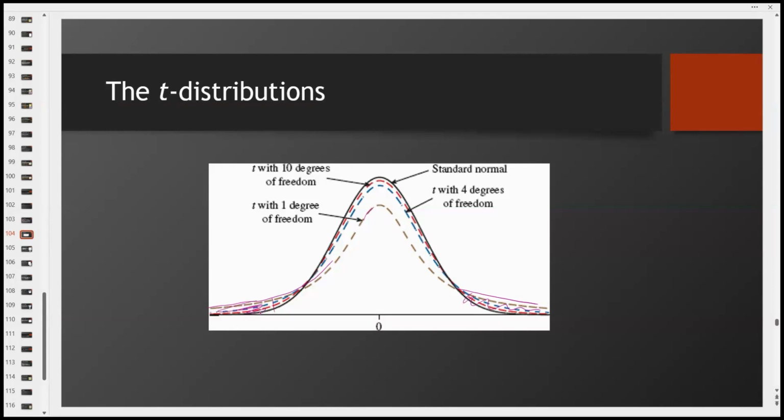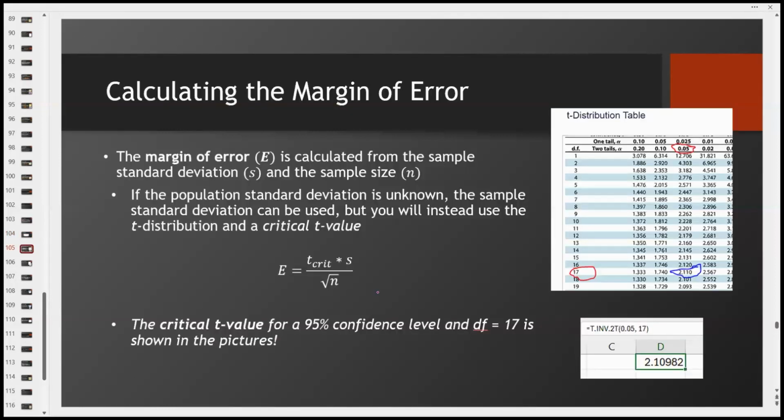So we just need to do some things a little differently, but most of the calculations are going to be very similar. We're just using slightly different values. For example, we're going to calculate the margin of error using the sample standard deviation now, instead of the population standard deviation, and the sample size. And in addition to that, we're going to use a critical t value.